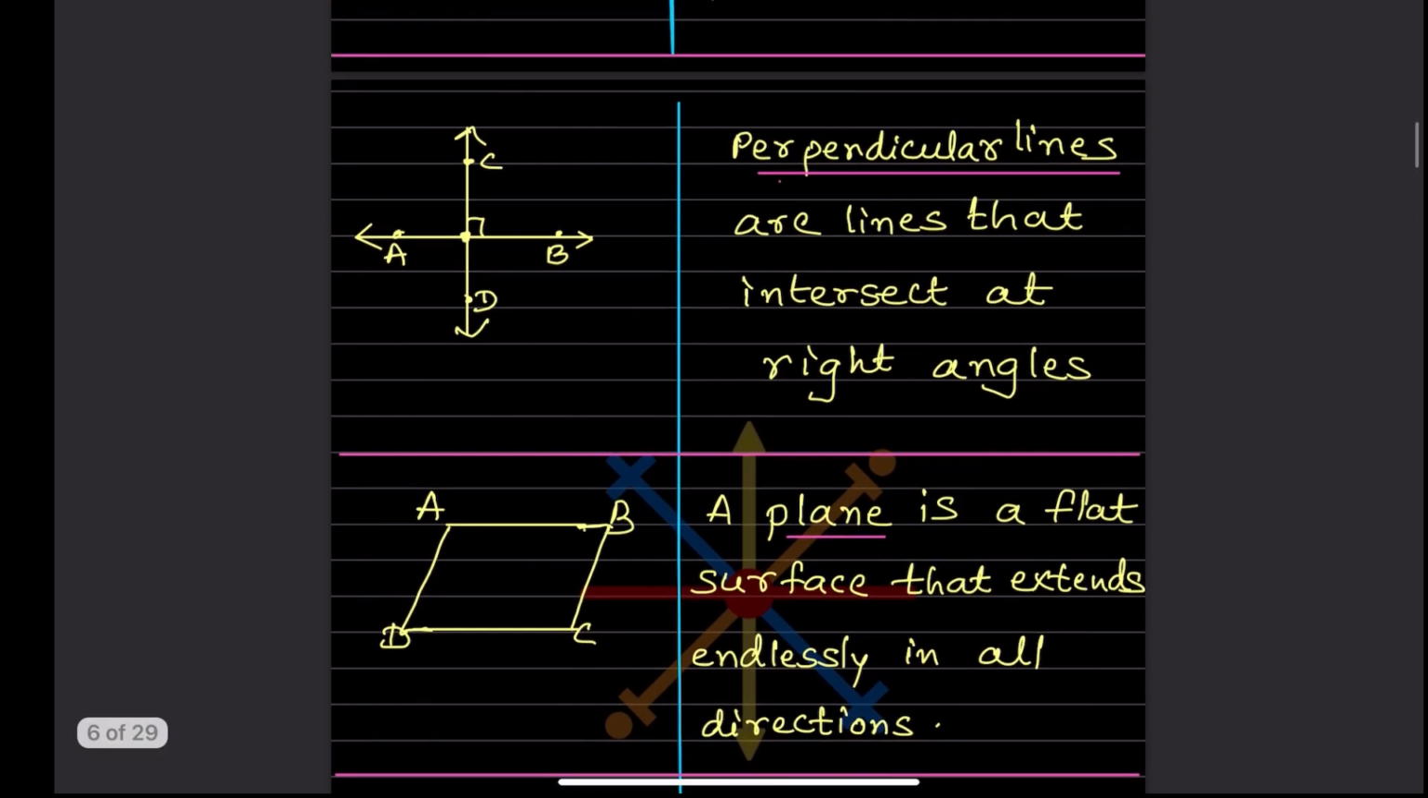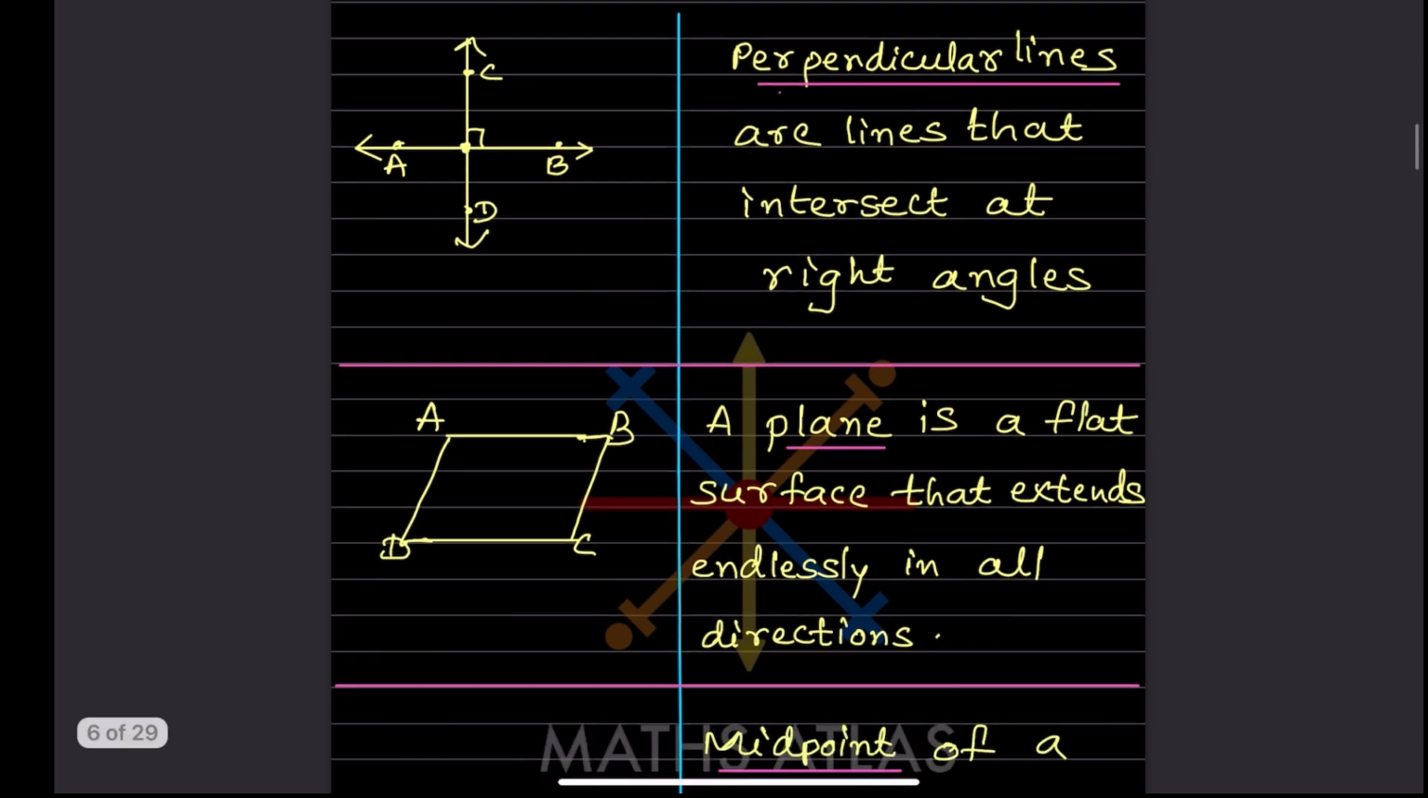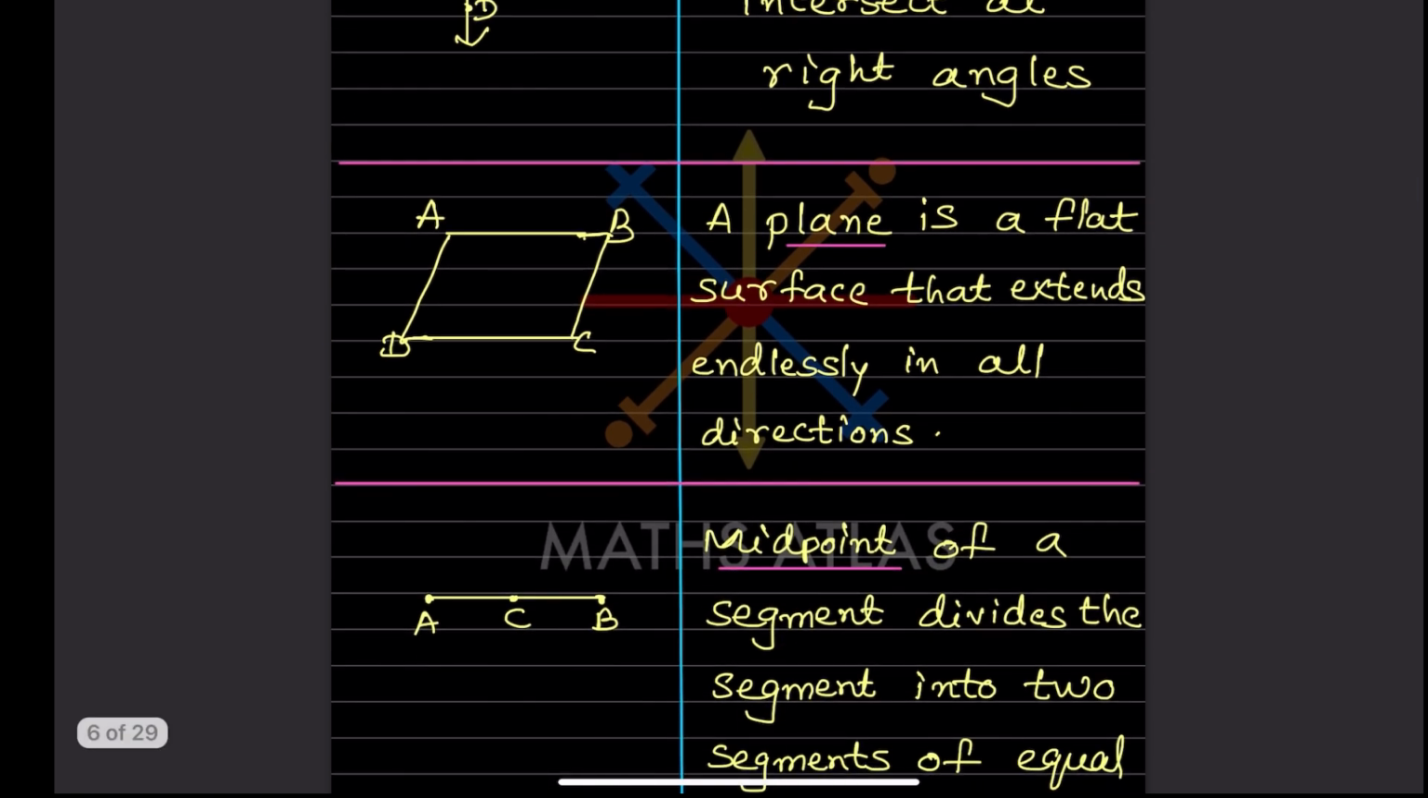Now the perpendicular lines. Sometimes in some places you won't see this box. Whenever we have lines like this, it is called a perpendicular. Perpendicular lines are lines that intersect at 90 degrees. A plane is a flat surface that extends endlessly in all directions.